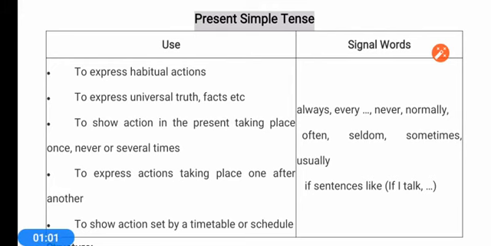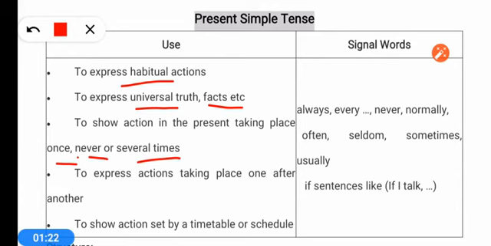See, present simple tense is used to show habitual action, universal truth, facts, for showing the action which happens once, never, or several times, to express the actions which are taking place one after another, and even it is used for timetable schedule for any action. For these actions, present simple tense is used.